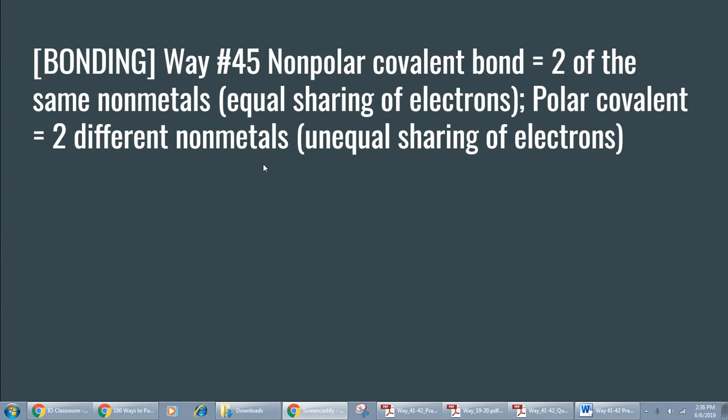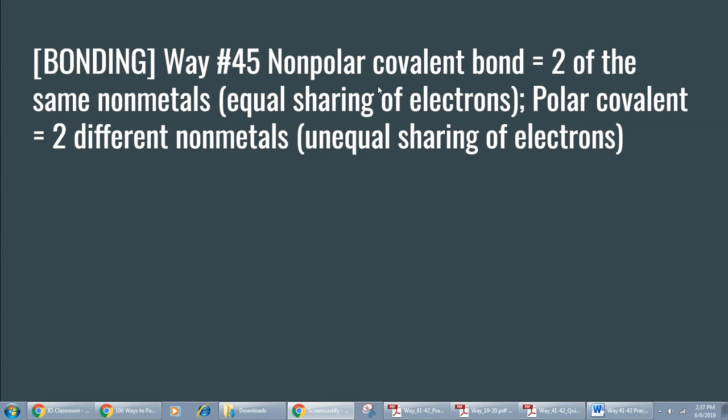If you have two different nonmetals, there's going to be unequal sharing of electrons, meaning the nonmetal with the higher electronegativity is going to pull the electrons closer to it. That pull of negative electrons toward that atom results in unequal sharing of electrons. That unequal sharing results in a slight positive charge and a slight negative charge in that molecule.